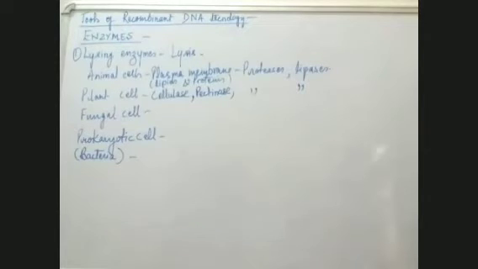So in the case of fungi, what is the material of the cell wall? In the case of plant cells, it's cellulose. But the cell wall in the fungal cell is made up of, yes, the cell wall of fungus.